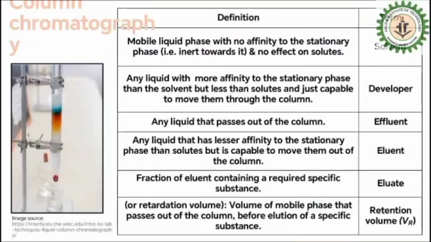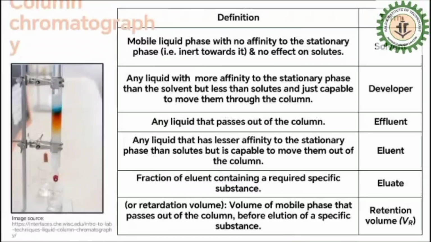Here are a few definitions which are important for column chromatography: what is the solvent, what is the developer, what is effluent, what is eluent, what is eluate, and what is retention volume. Solvent is the mobile liquid phase with no affinity to the stationary phase. The developer is any liquid which has more affinity towards the stationary phase than the solvent, but less than the solutes, and is just capable of moving them through the column. This can again be considered a type of mobile phase.